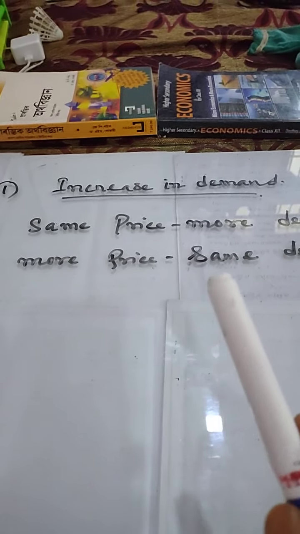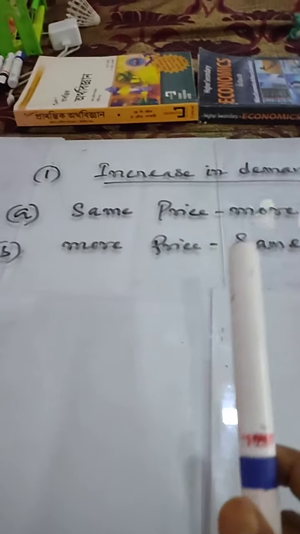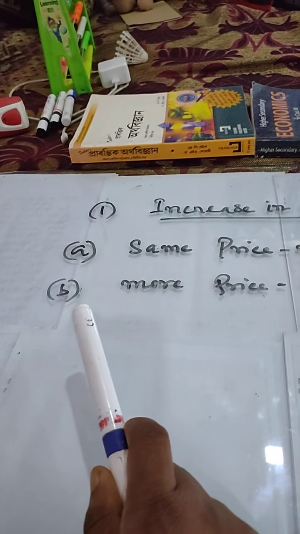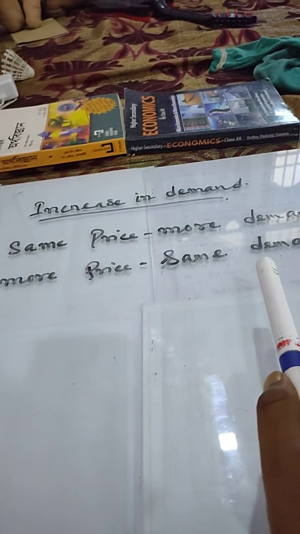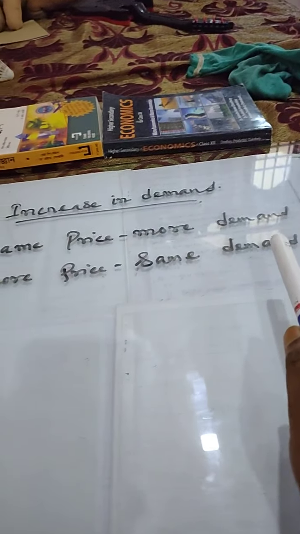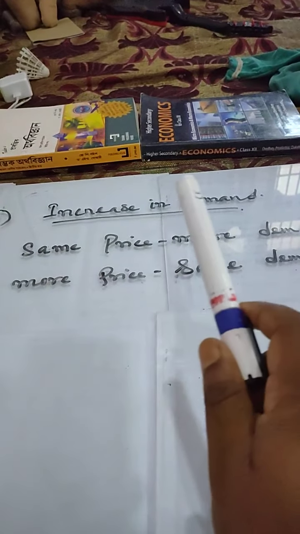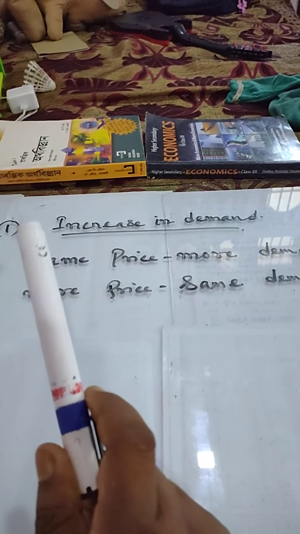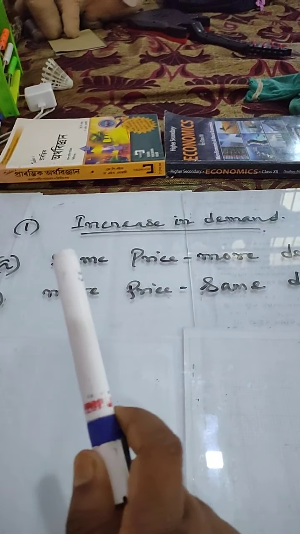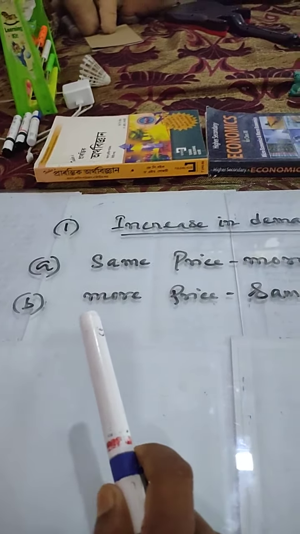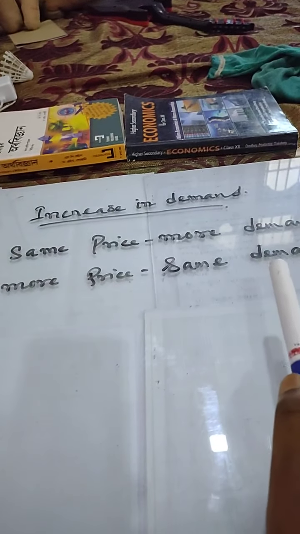Increase in demand can be shown in two ways. First, same price, more demand, and second, more price, same demand. First we discuss same price, more demand. Again you see, increase in demand can be shown in two perspectives. First, same price, more demand, and second one is more price, same demand. How it happens, you see.